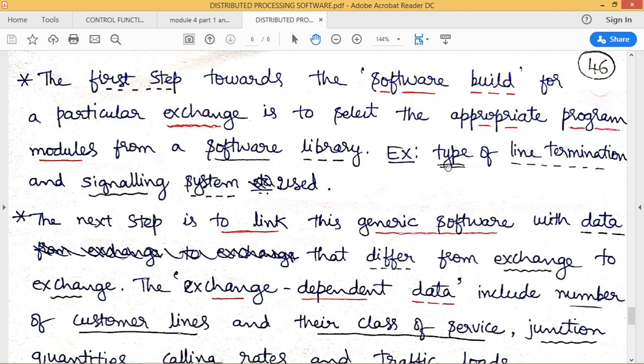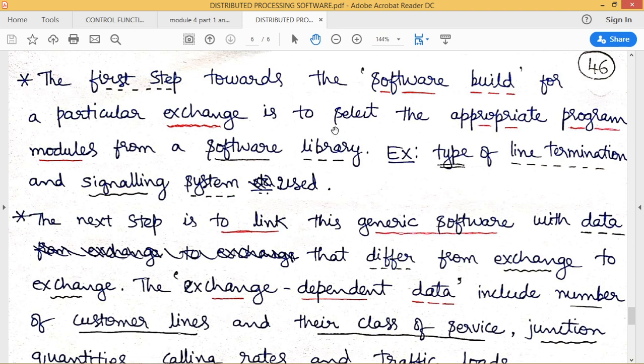An example is the type of line termination and signaling system that we have to use for a particular exchange. So what is the type of line termination, whether the line termination is involved with a telephone call, that is audio call or video call. All those must be decided before we make the exchange into operation. Not only that, we have to deal with the signaling system that we are using. Of course, different types of signaling systems are used. We will discuss the different signaling systems in coming lectures.